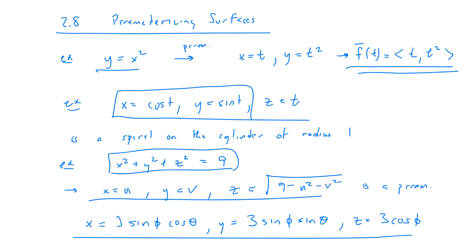For us, going forward, about the only ones that you need to be able to do are just this boring one, where you let all but one variable be basically its own variable and then solve the last one in terms of it, or circles and spheres. Not much beyond that.